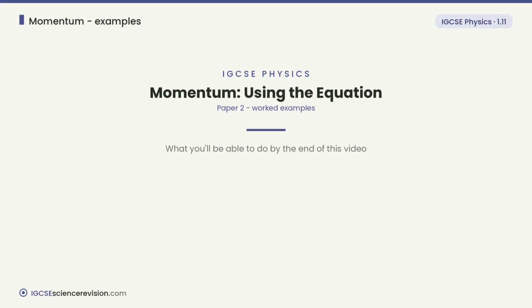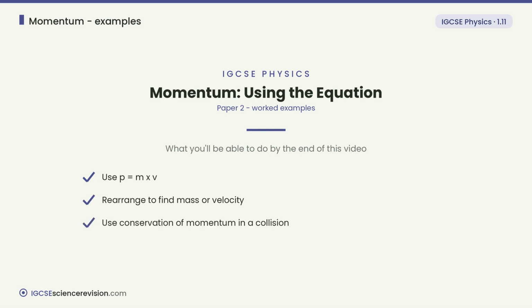This is the worked examples video for Momentum, Paper 2 content. By the end, you'll be able to do 3 things. First, use P equals mv. Second, rearrange it to find mass or velocity. And third, use conservation of momentum in a collision.